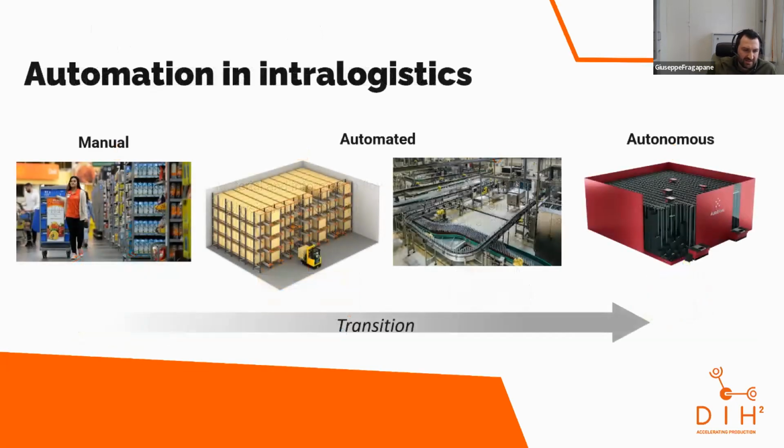Automation in intralogistics started quite manual in the old days, but now we're getting much more automated. We have semi-automated systems as well. For example, in the middle you have a shuttle-based storage system, which can make the storage quite compact, but you still have maybe a forklift feeding it. You can have conveyors, which are quite automated but give less flexibility. And we are now moving more and more to what we would like to call autonomous.